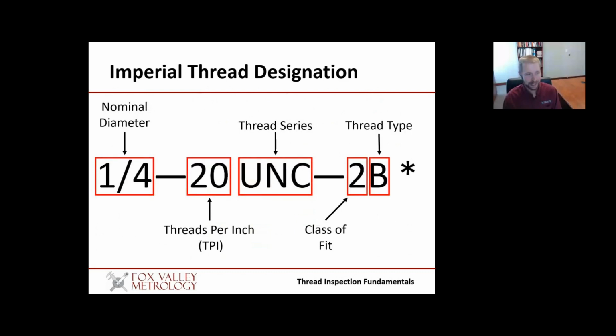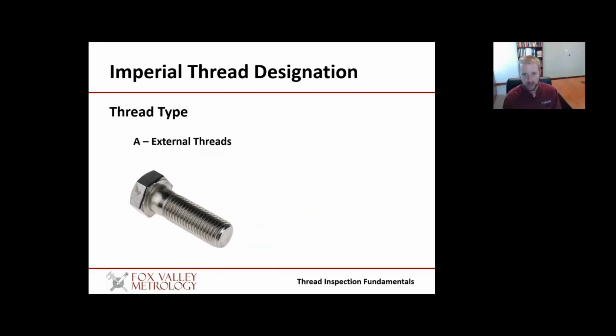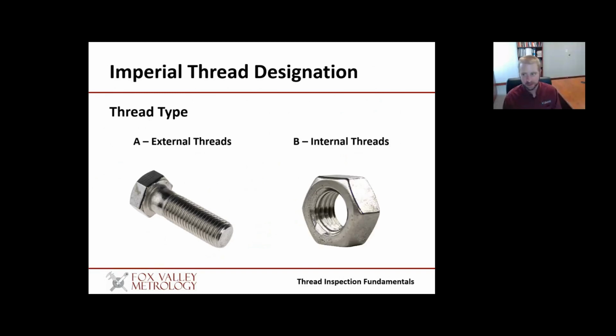So next up is the thread type. These are just two simple letters. It's either A or B. A is the call out for external threads, such as that on a bolt, and B is the call out for internal threads, such as that on a nut.